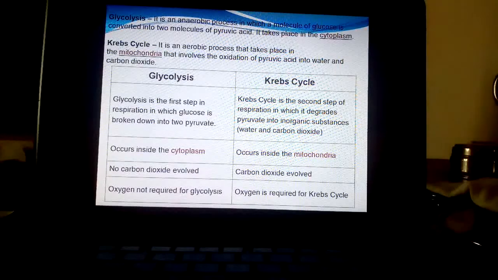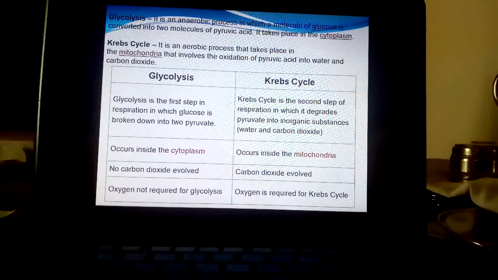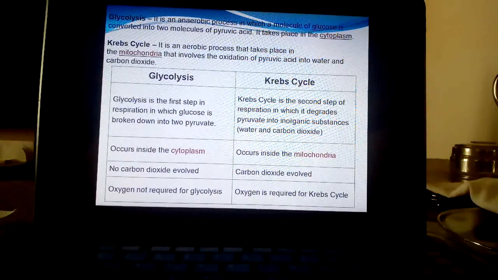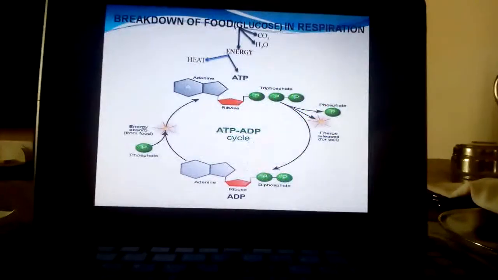Glycolysis is the first step in respiration in which glucose is broken down into 2-pyruvate. Krebs cycle is the second step of respiration in which it degrades pyruvate into inorganic substances, namely water and carbon dioxide. Glycolysis occurs inside the cytoplasm. Krebs cycle occurs inside the mitochondria. In glycolysis, no carbon dioxide is evolved. In Krebs cycle, carbon dioxide is evolved. Oxygen is not required for glycolysis, whereas oxygen is required for Krebs cycle.